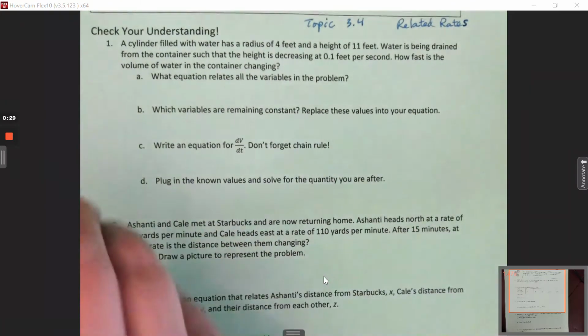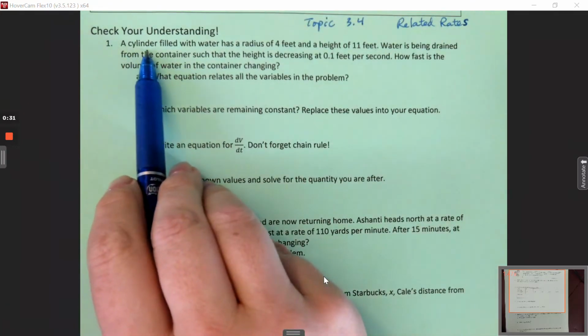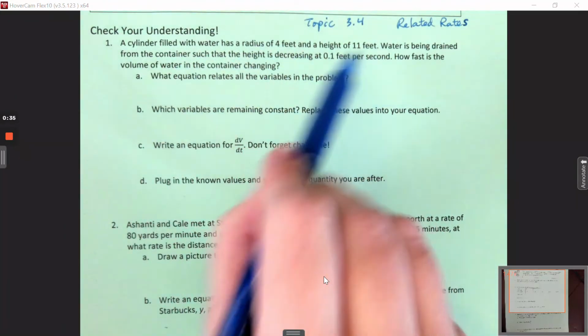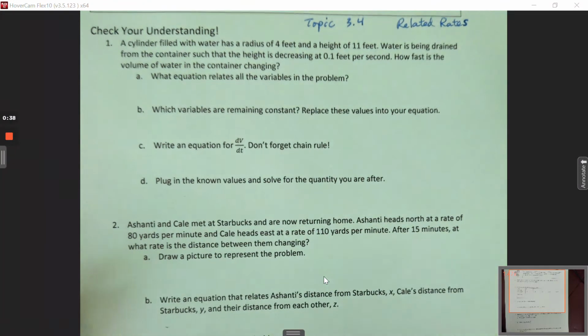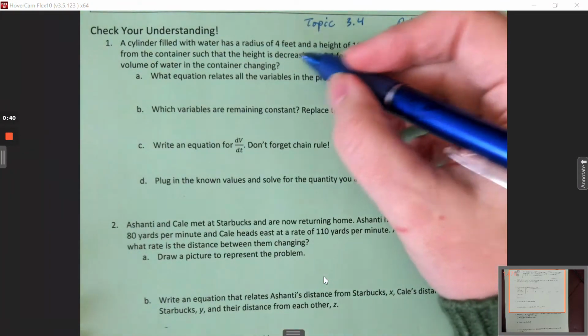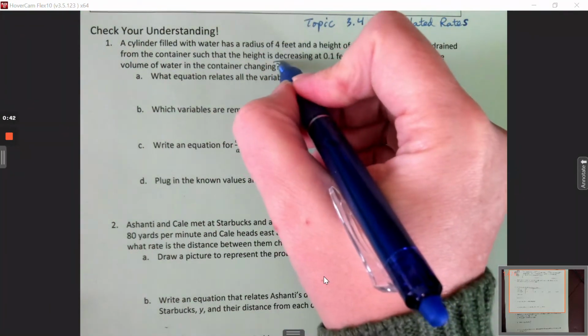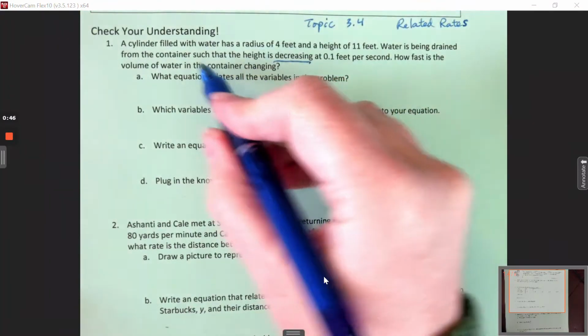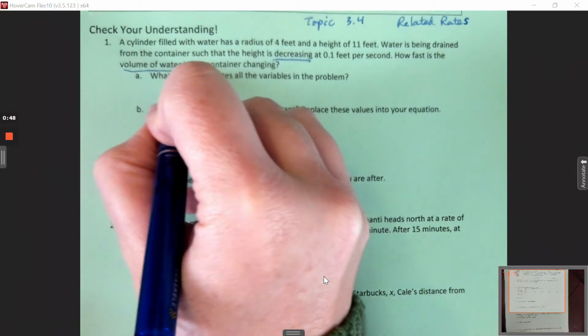So, check your understanding. A cylinder filled with water has a radius of 2 feet and a height of 11 feet. Water is being drained from the container such that the height is decreasing. That's an important word. At a rate of 0.1 feet per second. How fast is the volume changing?